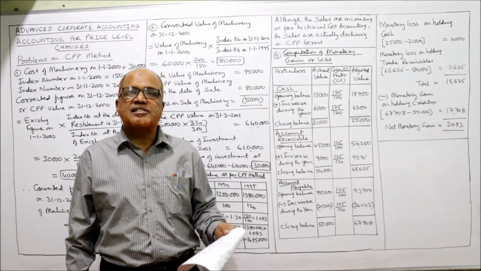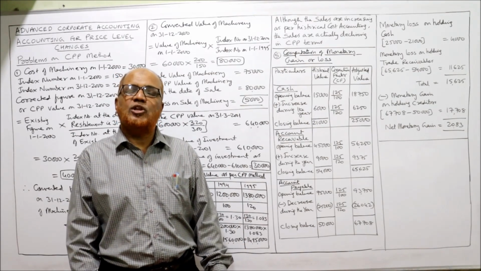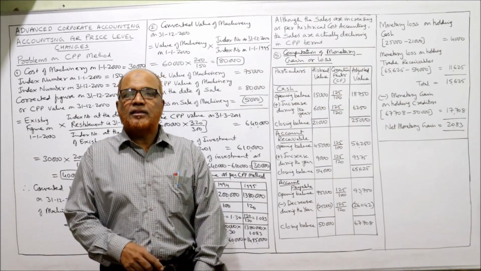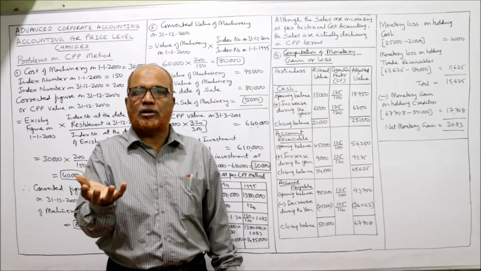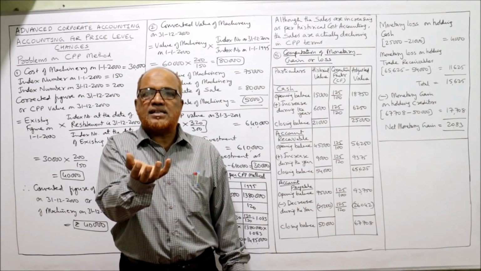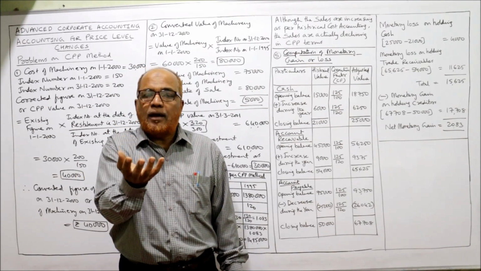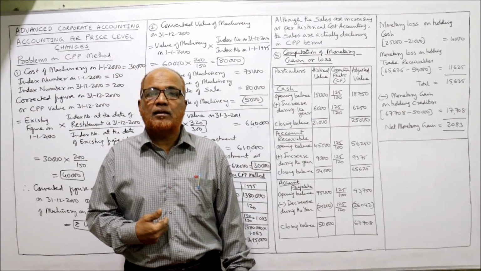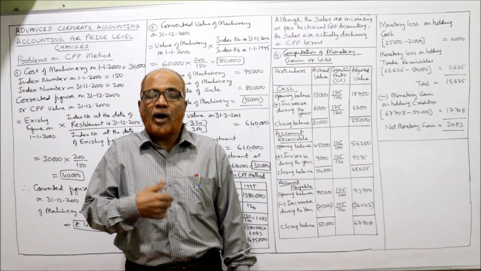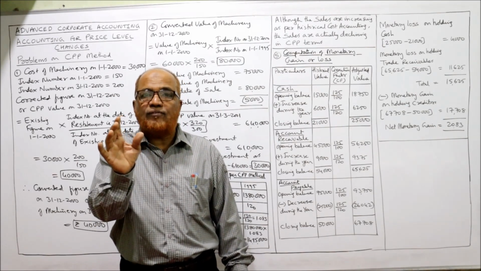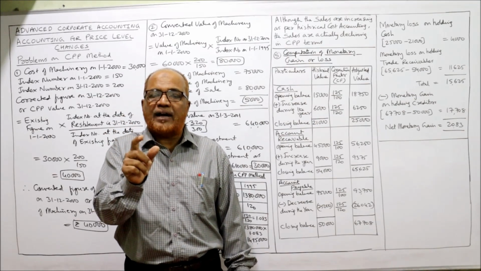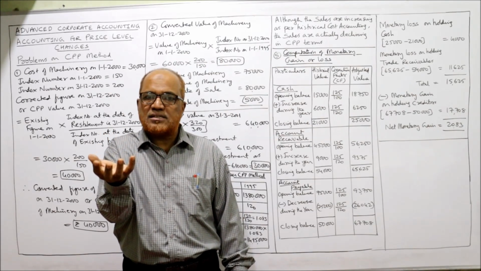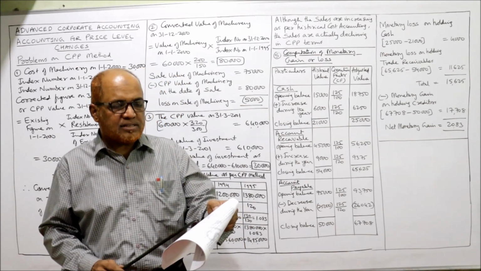Ascertain the net monetary result. Net monetary result means net monetary gain or loss. In the theory video, I explained to you that during the time of inflation, holding monetary assets will incur loss, and holding monetary liability will get the gain. The liabilities will get the gain. Assets will incur loss at the time of inflation. So we have to find out what is the net monetary result by holding monetary assets and monetary liabilities.